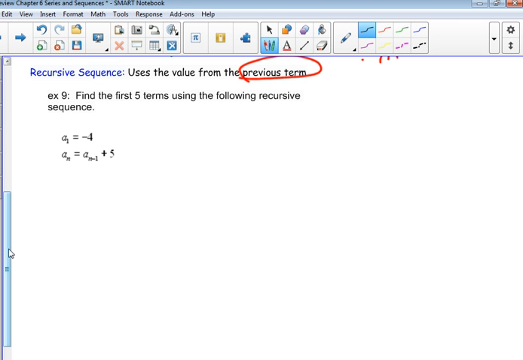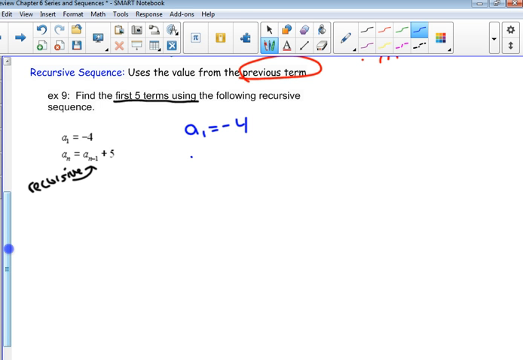So here we want the first 5 terms. And when you guys get recursive sequences, they always give you a starting one and they give you a formula. Make sure in the formula a sub n equals, you'll see an n minus 1 in there. But this part right here represents the recursive, like what makes it recursive. So if we start this out, we know that a sub 1 equals -4.